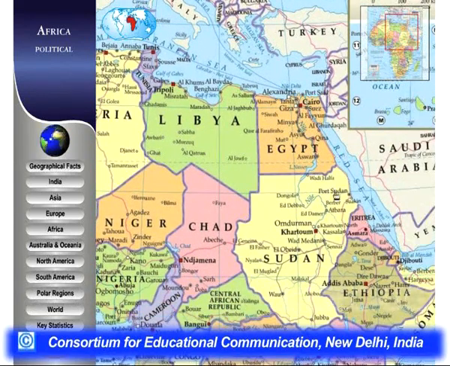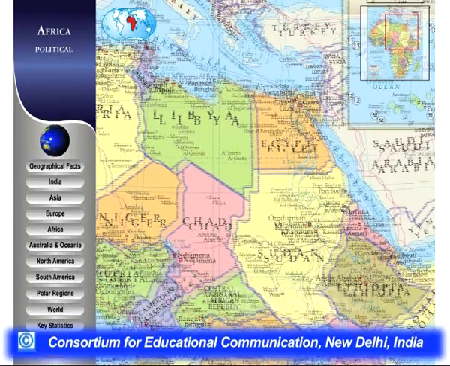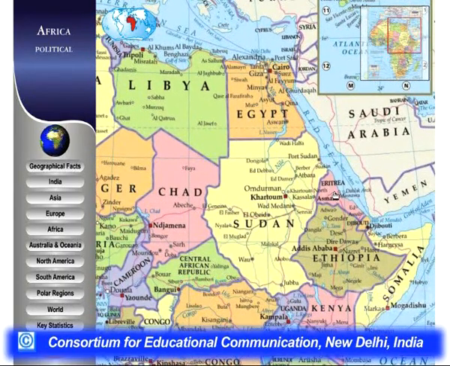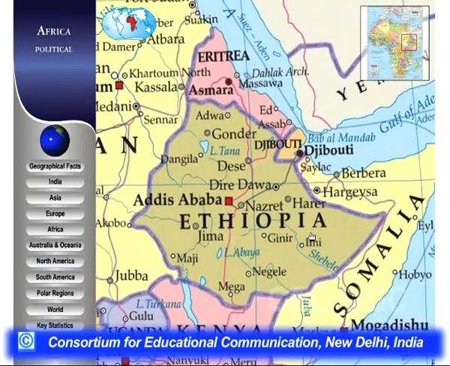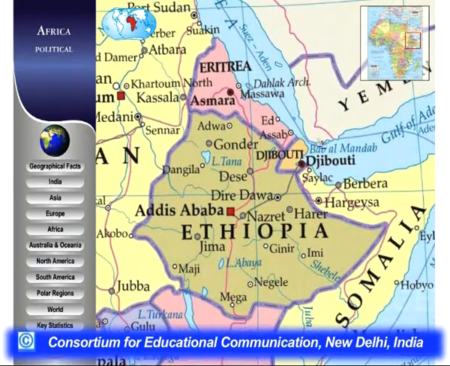Number 6 is North Sudan. Now Sudan is divided into two parts, north and south. North Sudan. Number 7 is Eritrea. Number 8 is a small country called Djibouti.